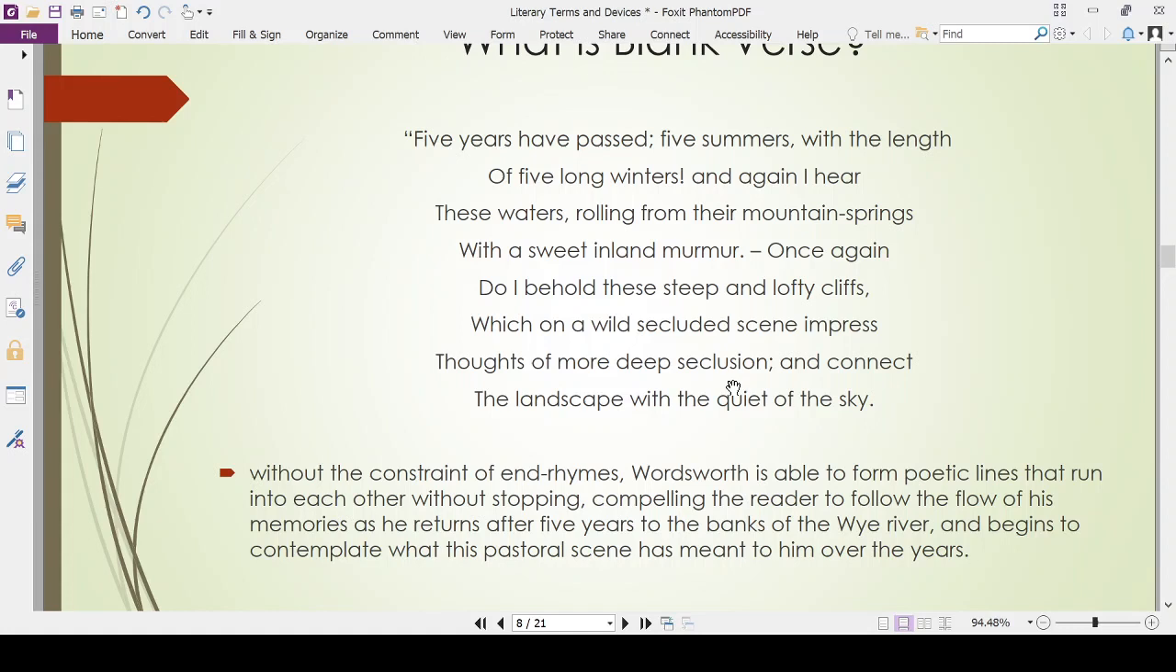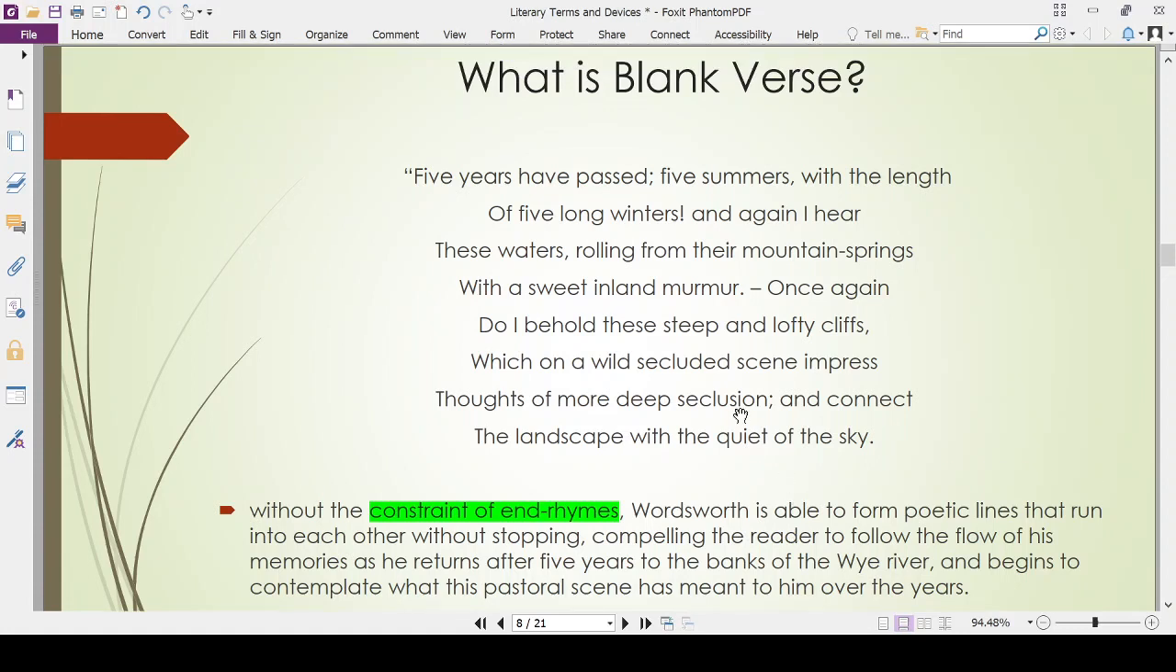Let's read a few lines, blank verse here. And once again, just look at how, without the constraints of the end rhyme, so there is no end rhyme here, the limit or the constraint has been removed. So Wordsworth is able to create some poetic lines that run into each other just like sentences. And so they compel the reader, they force the reader to continue with the flow of the poet's thoughts. When, of course, he's talking about the Wye River and how influential this part was for him.